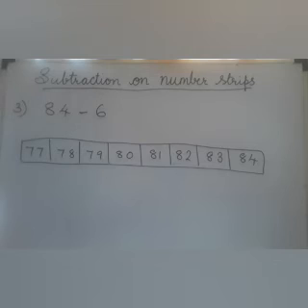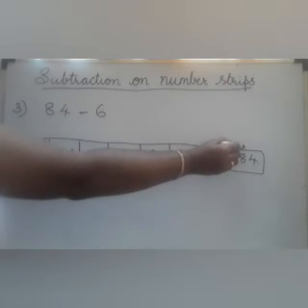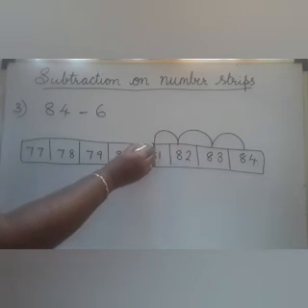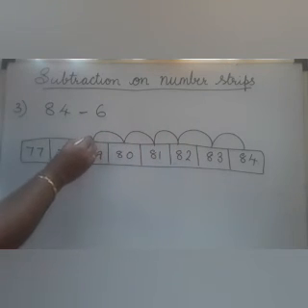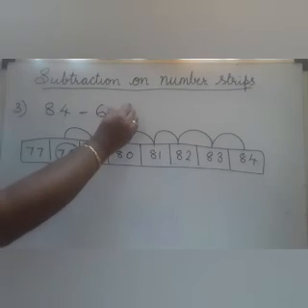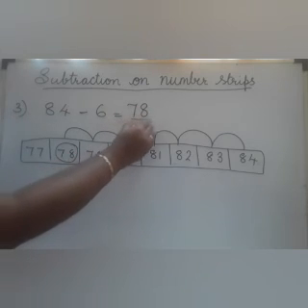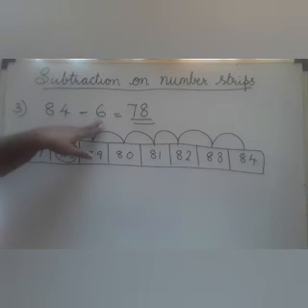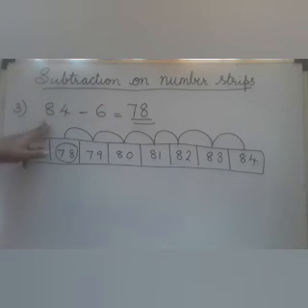Shall we start the jumping? Yes, come let us start the jumping. From 84, 1, 2, 3, 4, 5, 6. Dear kids, tell where we are now. We are at 78. So we can say that 78 is the answer. Then what is the answer of 84 minus 6? It is 78.